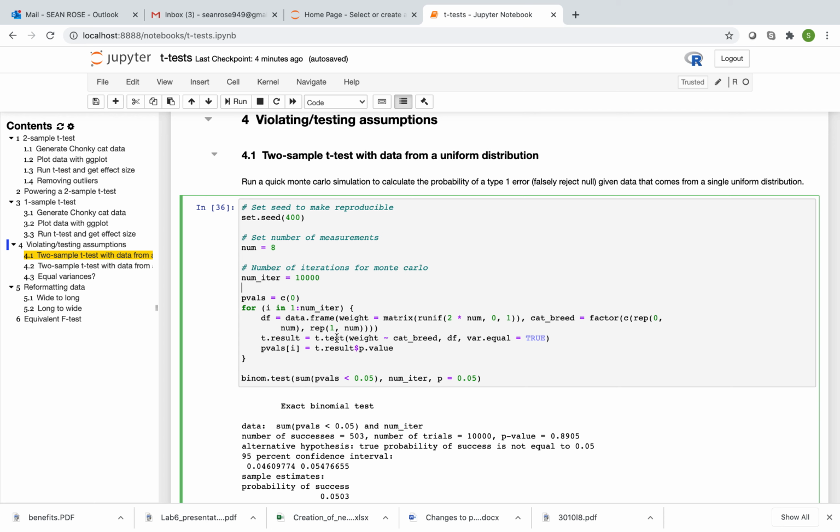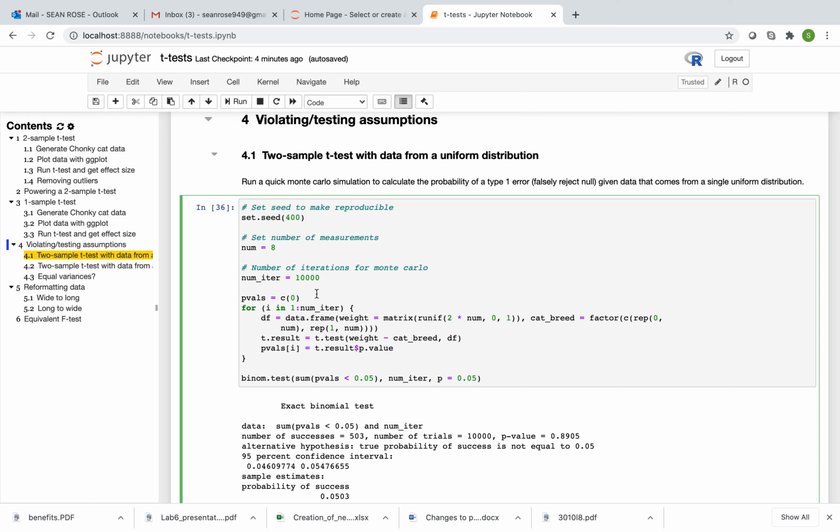I'm then going to run a t-test using the same call we used last time. I'm setting var.equal to true, which basically means don't do Welch's correction. I'm going to knock that out actually because there's no reason to do that. Then I'm storing the p-value of the test just in an array that I'm calling p-vals.